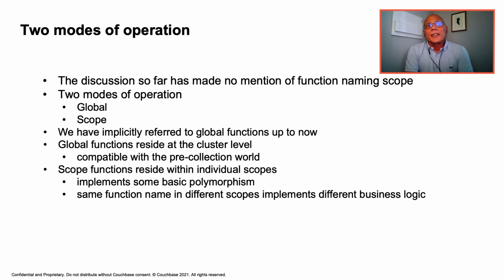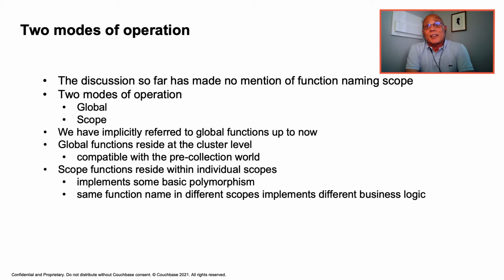The difference is this. When you create functions that sit inside a scope, you can create the same function in different scopes, which have the same name but implement different logic. I'll give you an example. If, for instance, you are creating a function that calculates sales tax for some items, and you've got different scopes in your bucket, one per country.